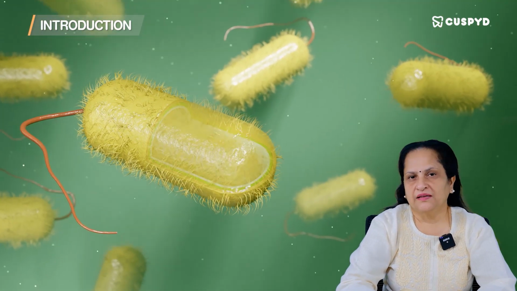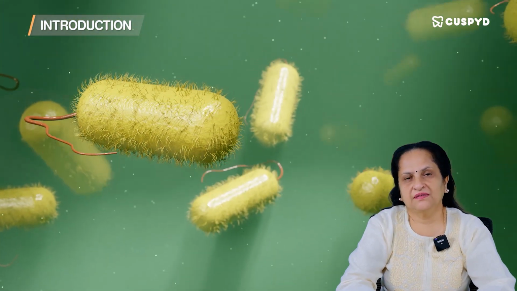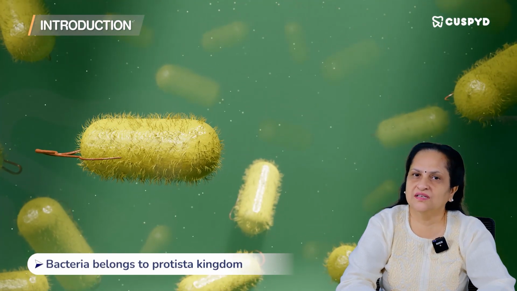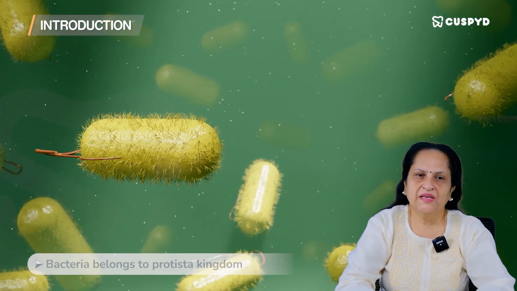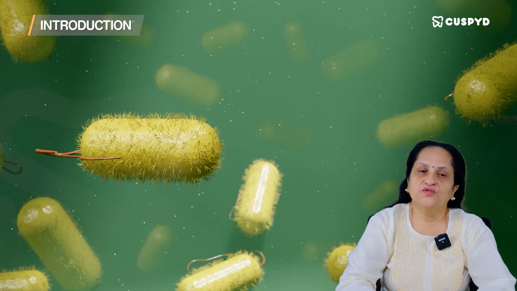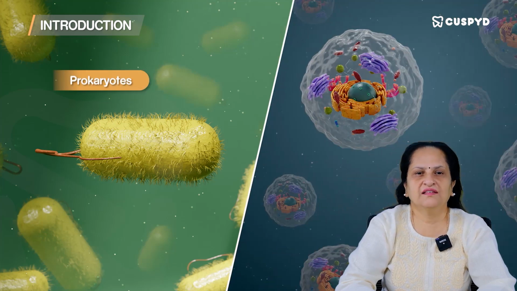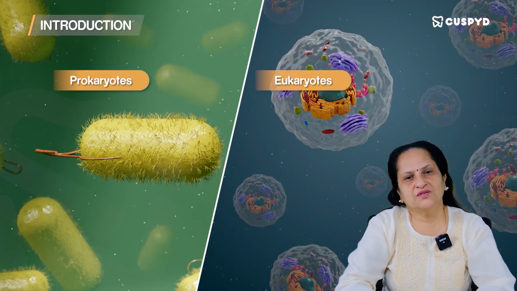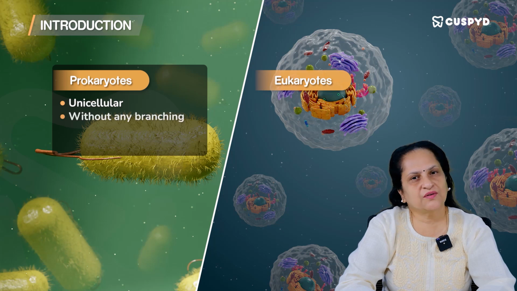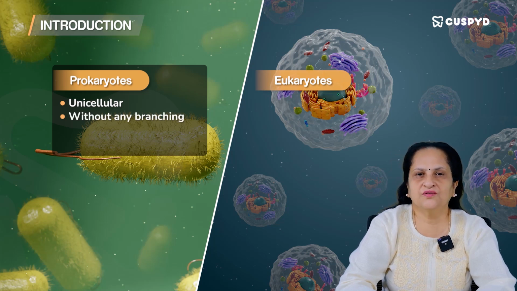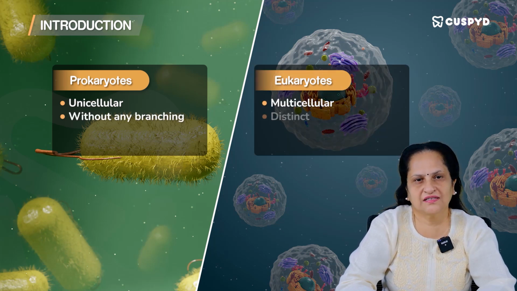You know about the animal kingdom and the plant kingdom. Bacteria belongs to the Protista kingdom, neither of these two. The Protista kingdom consists of two groups, the prokaryotes and the eukaryotes. Prokaryotes are usually unicellular organisms without any branchings, whereas the eukaryotes are multicellular and distinct.